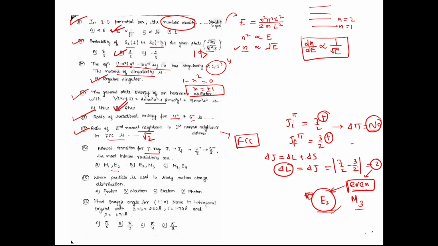Basically we have to consider 7/2 plus 3/2, which gives 10/2, so 5. So we have to consider 2, 3, 5. For 2, it gives no change in parity, so it gives E2. And for 3, it is odd, no change in parity, so it gives magnetic pole, that is M3. So the answer will be E2 and M3. Okay, E2 and M3.